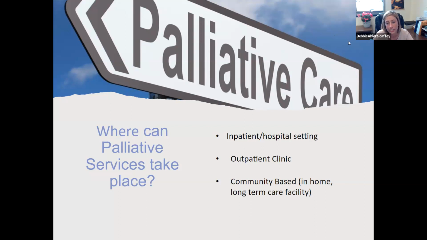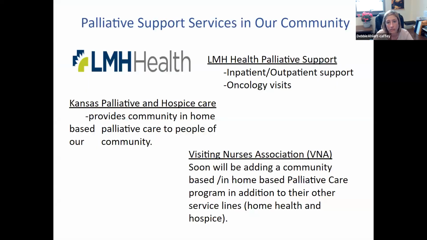Also, of course, our outpatient clinic that I talked mainly on, and then community-based or in-the-home long-term care facility. Next slide, please. Some of our community palliative support options here. Like I said, LMH does have a palliative support inpatient and outpatient.